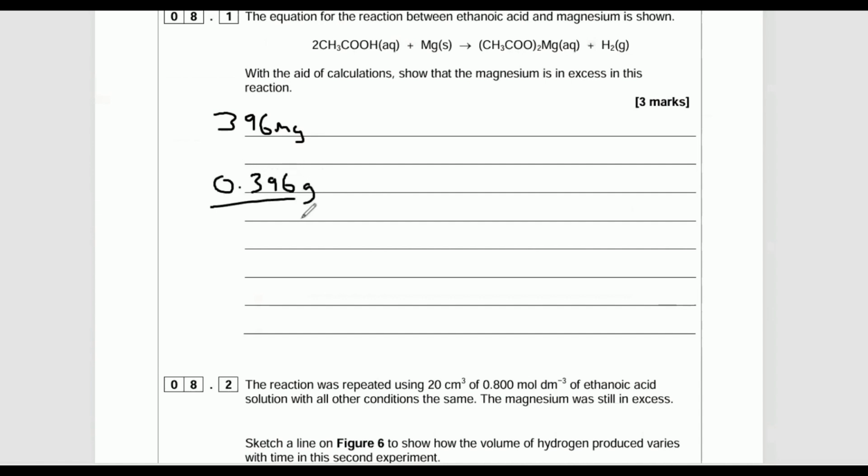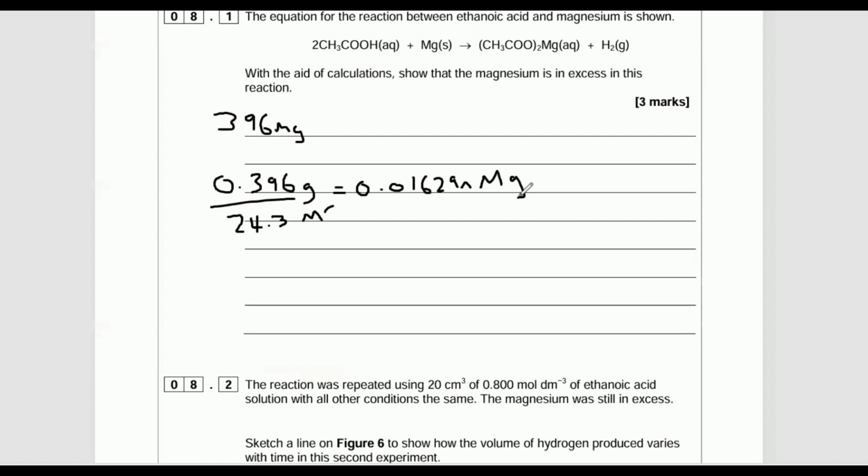We're going to divide that by the Mr, and that's the magnesium. The Mr, or Ar in this case, because it's not a molecule, is 24.3. And that is going to give me my moles of magnesium. Now, I'm going to write this down as 0.01629, and that is the moles of Mg.